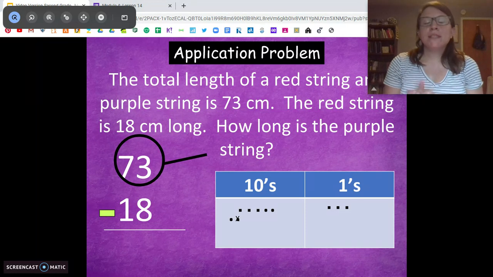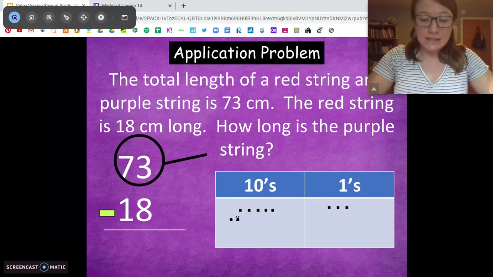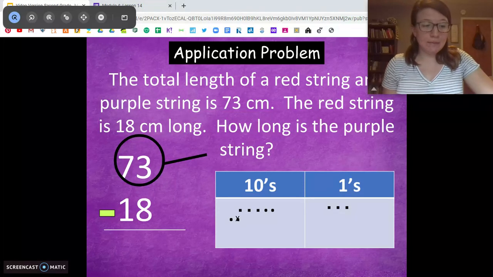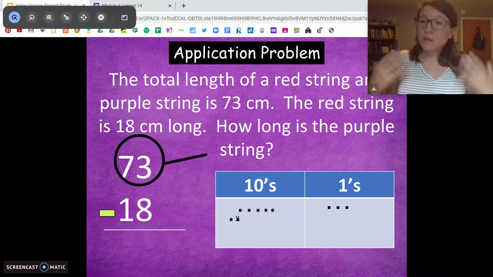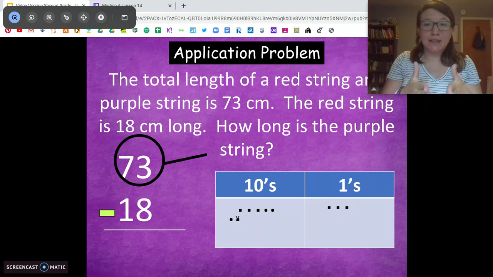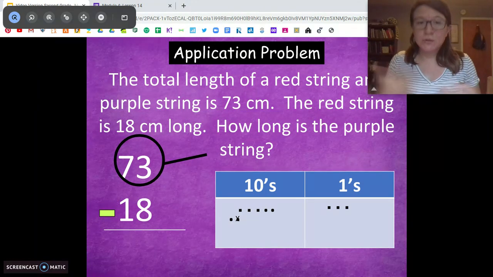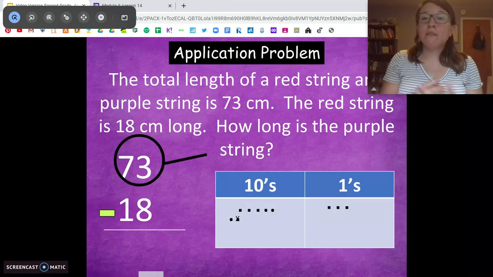The application problem today says the total length of a red string and a purple string is 73 centimeters. Okay? The red string is 18 centimeters. How long is the purple string? So again, with this one, they set it up for you. We have 73 minus 18 because we need to find the difference in the lengths. So we're going to subtract. They set it up in the vertical method for us.